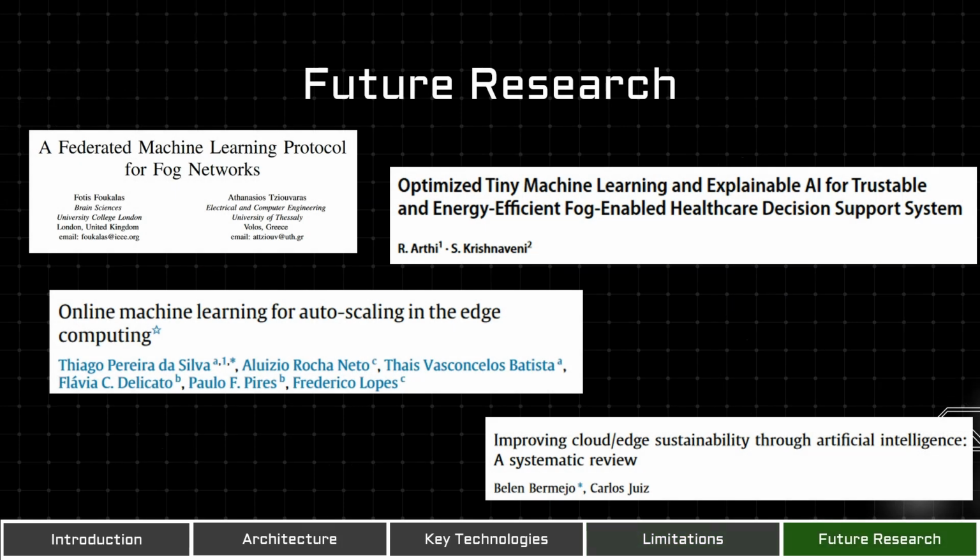Fog computing is still in its early stages as a transformative approach to address these challenges. Federated learning for security, online machine learning for real-world adaptation, and energy-aware solutions continue to be studied extensively. AI-driven methodologies have the potential to become the cornerstone of efficient fog computing networks, paving the way for broader adoption and real-world applicability. Thank you.